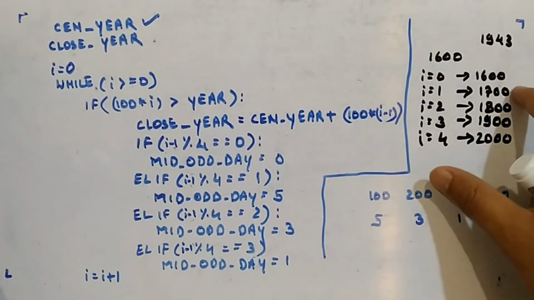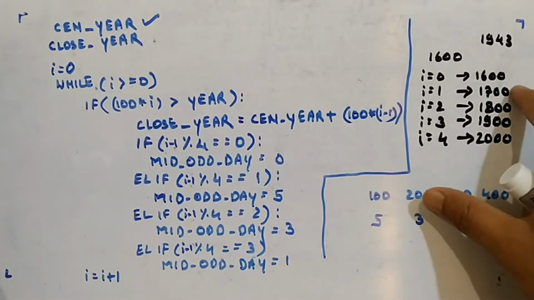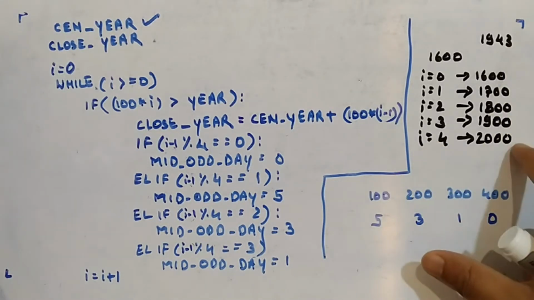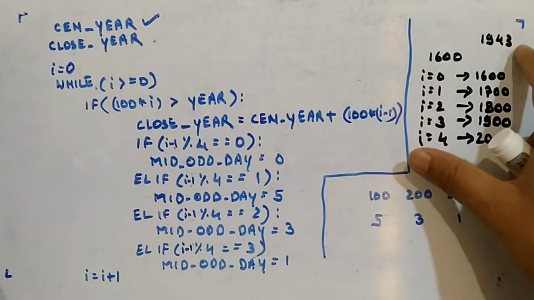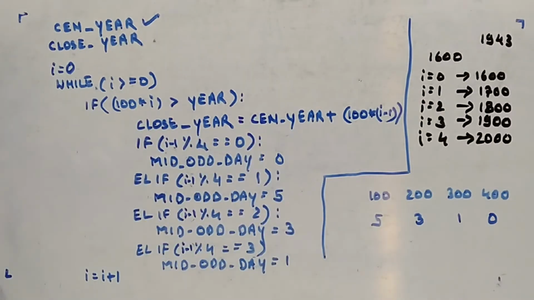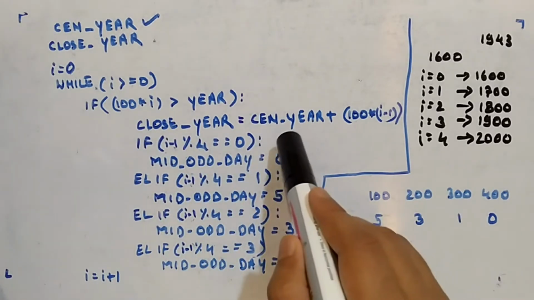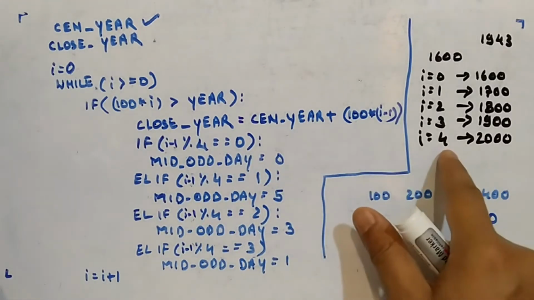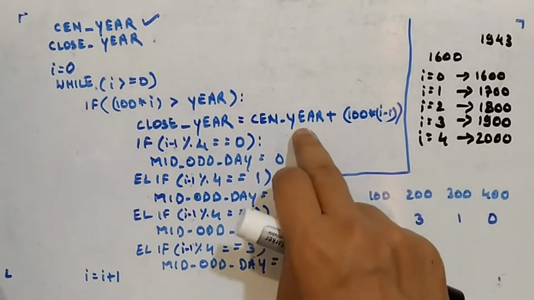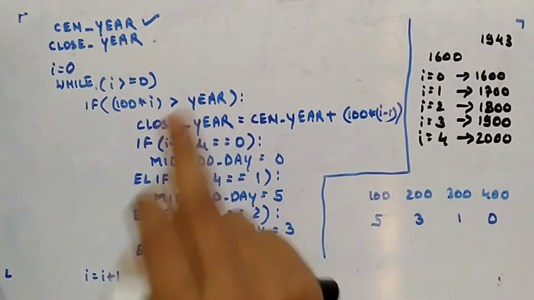Again it will try to execute for i equal to 1, that is not greater than 1943. Then 1800 is not greater than 1943, 1900 is not greater than 1943, then 2000 is greater than 1943. So with i equal to 4, it will come down. Inside this, you have to store the result 1900. So close year is equal to century year plus 100 into i minus 1. That is (i minus 1) into 100 plus century year, which is 1600. 1600 plus 300 will give you 1900. So 1900 is stored here.